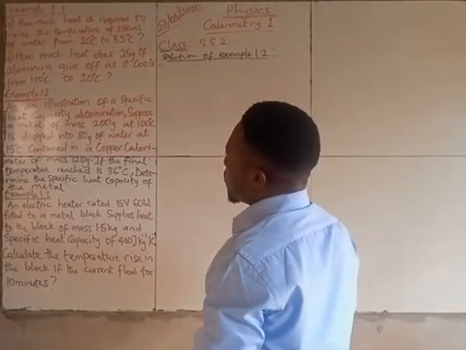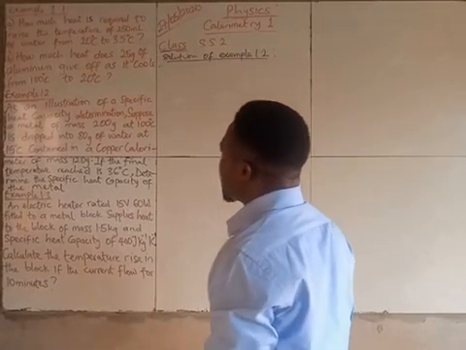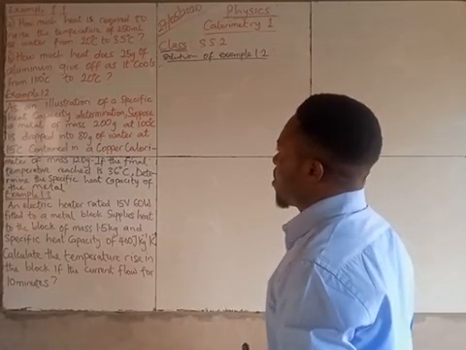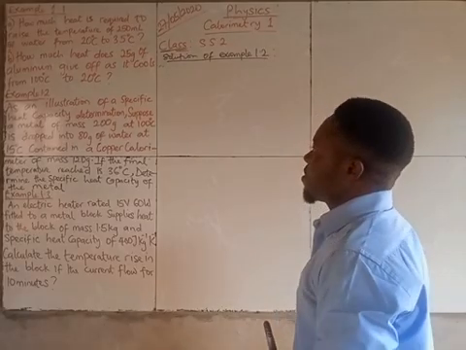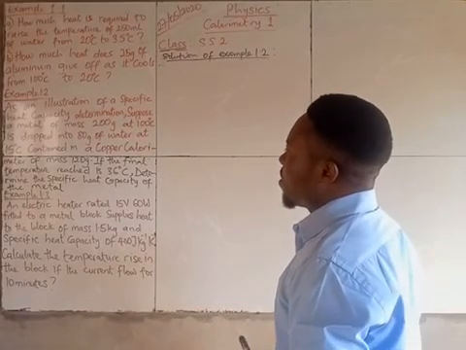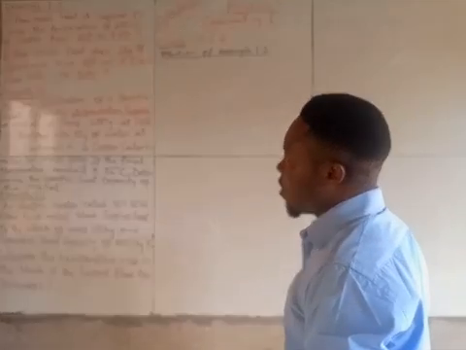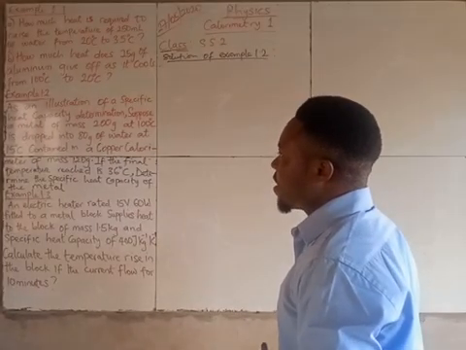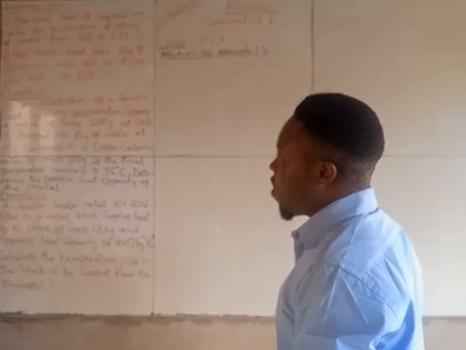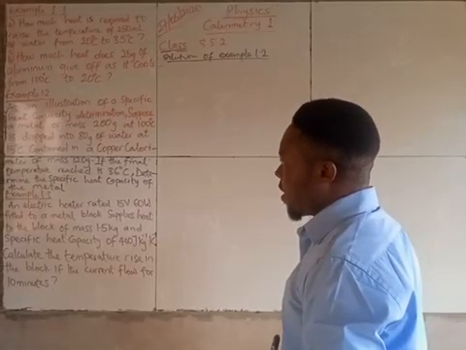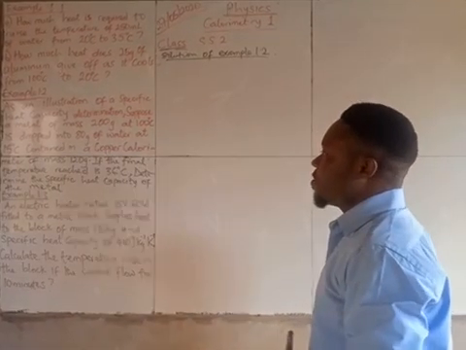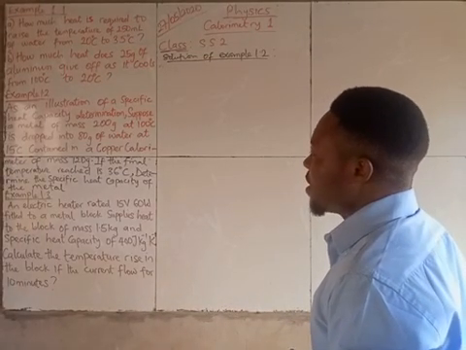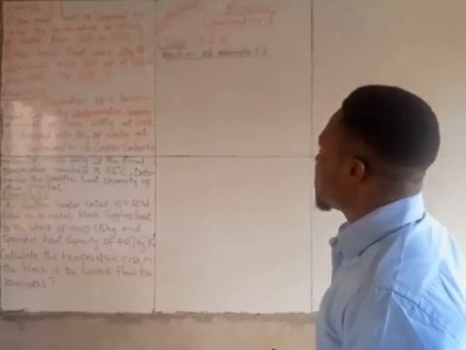Example 1.2. As an illustration of a specific capacity determination, suppose a metal of mass 200 grams at 100 degrees Celsius is dropped into 80 grams of water at 15 degrees Celsius contained in a copper calorimeter of mass 120 grams. If the final temperature reached is 36 degrees Celsius, determine the specific heat capacity of the metal.